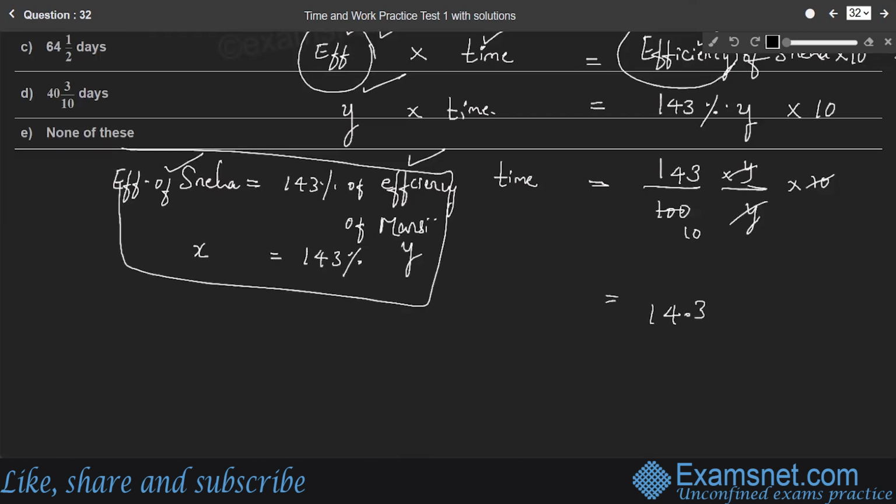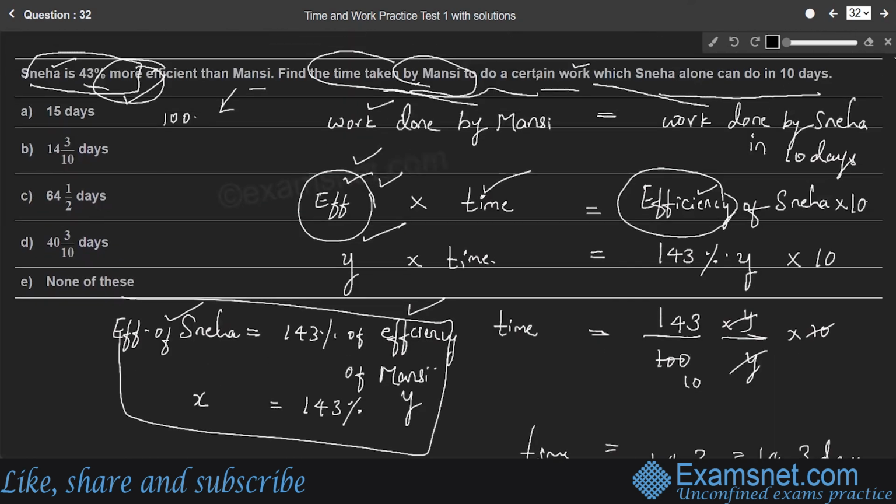Here Y and Y will get cancelled. So time is equal to 14 integer 3 by 10 days. So who takes 14 integer 3 by 10 days? The time taken by Mansi. Mansi takes 14 integer 3 by 10 days to complete the certain work which Sneha alone can do in 10 days. So option B is the right answer.